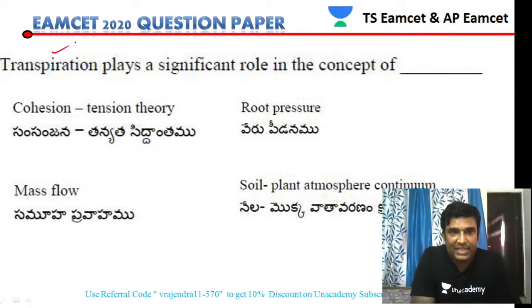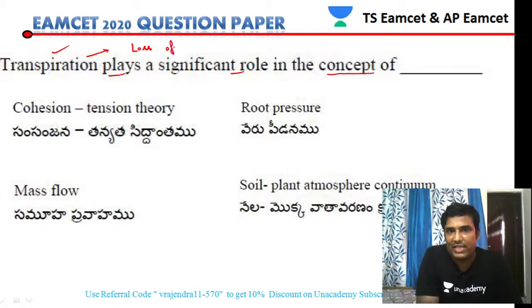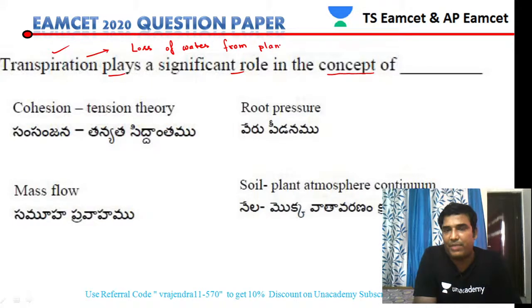Transpiration plays a significant role in the concept of... So what is the meaning of this transpiration? If you see, it is the loss of water from the plant in the presence of sunlight. Loss of water is taking place from the plant in the presence of sunlight.